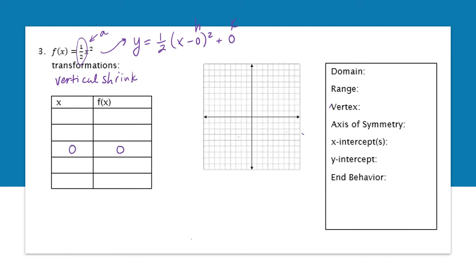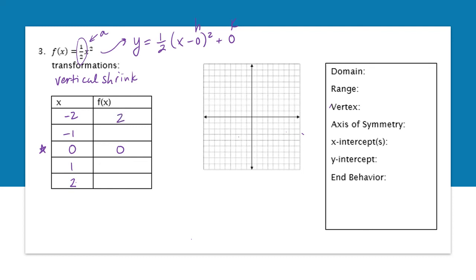So I'm going to put that 0, 0 is my vertex, and that's going to help me so that I know when I go to make my table of values what my other x values should be. So I'm going to go down to and up to. And then you're going to take your calculator and type in 1/2 x squared and go to the table of values. Make sure you're finding your vertex on there, and then I'm just going to copy down my y values.